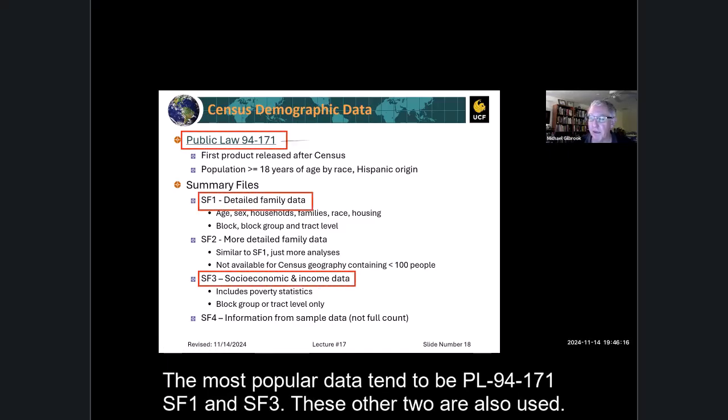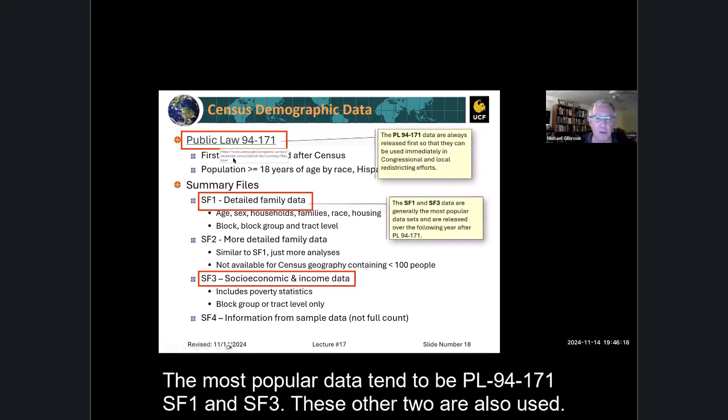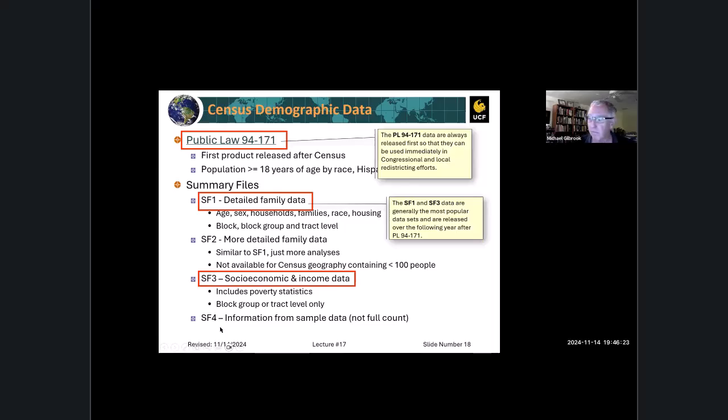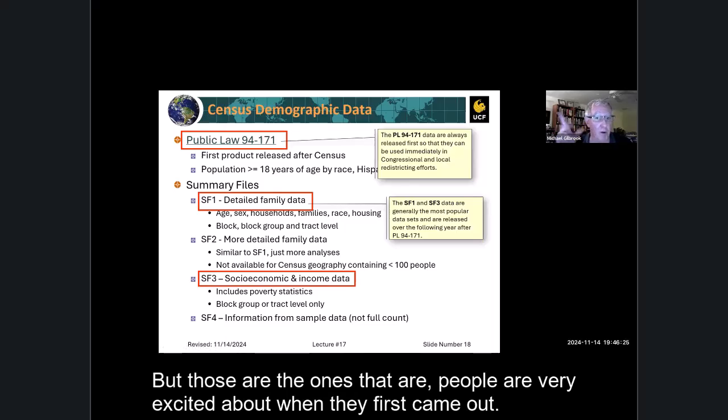The most popular data tend to be PL 94171, SF1, and SF3. These other two are also used, but those are the ones that people are very excited about when they first come out.